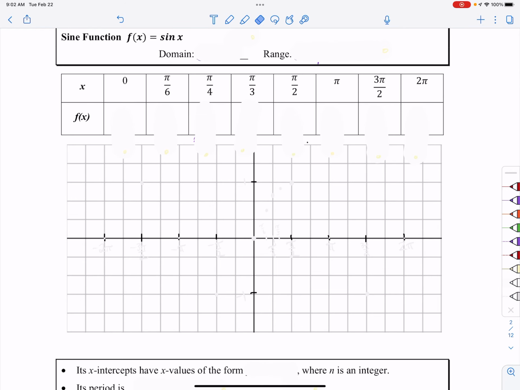So once again, you have your unit circle out in front of you. If I'm looking at just my y values because I want the sine value, what is the sine value at 0?